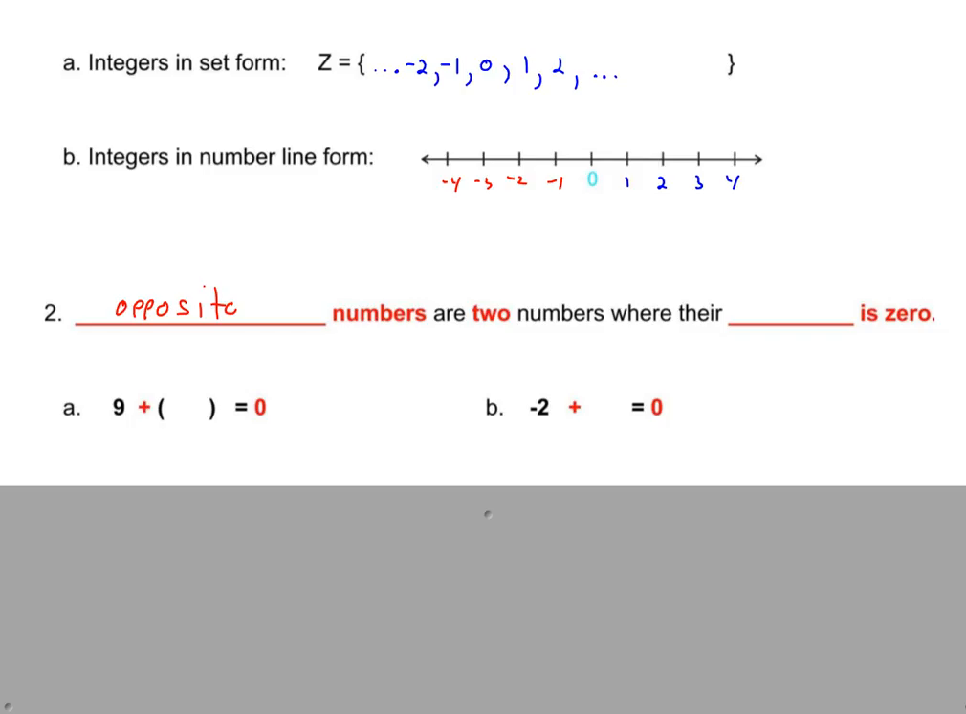All right, can you fill in the blank? Somebody raise their hand. Opposite numbers are two numbers where there's... Ooh, almost gave it away. Yes, sir. Not below. Not below. Madison, where their sum is 0.